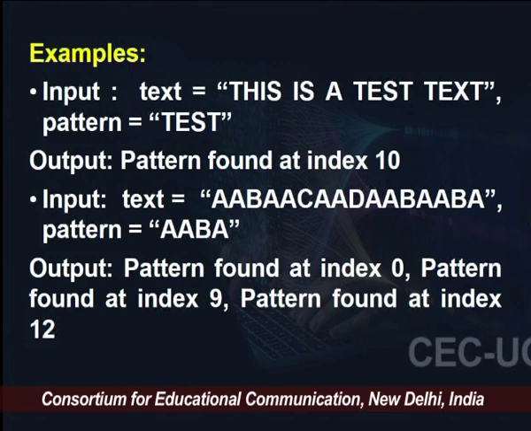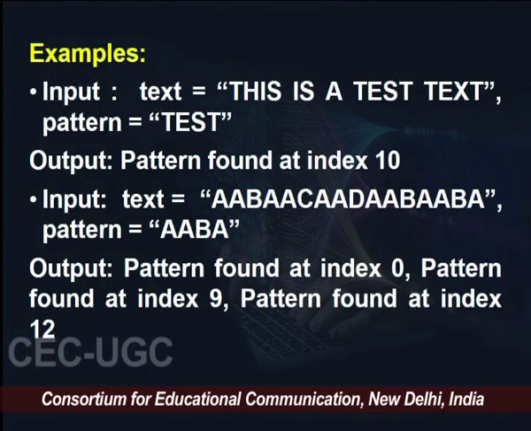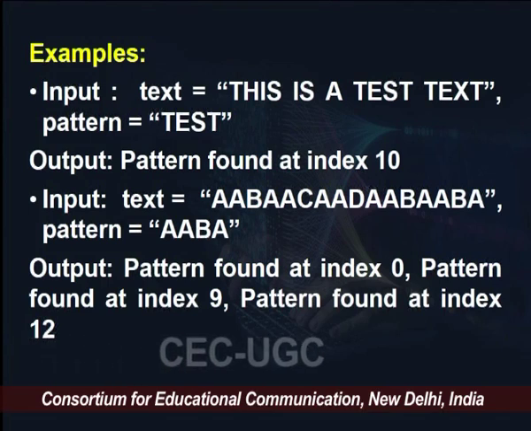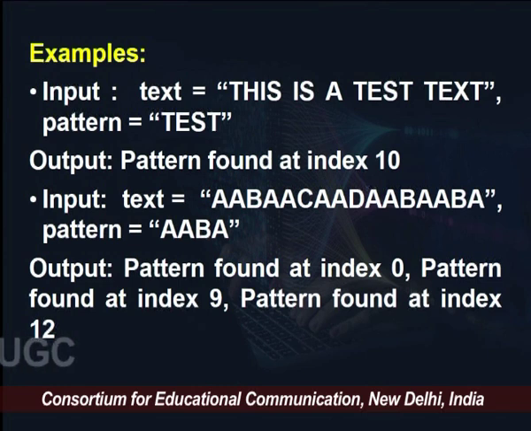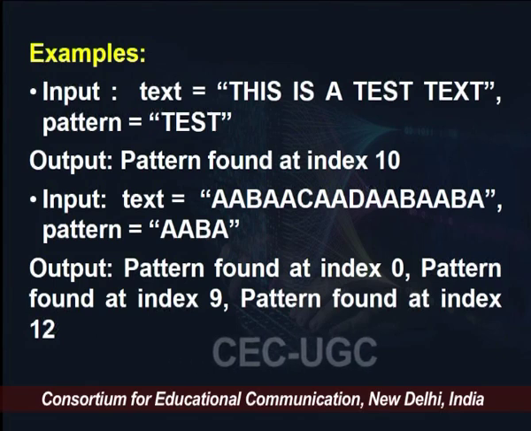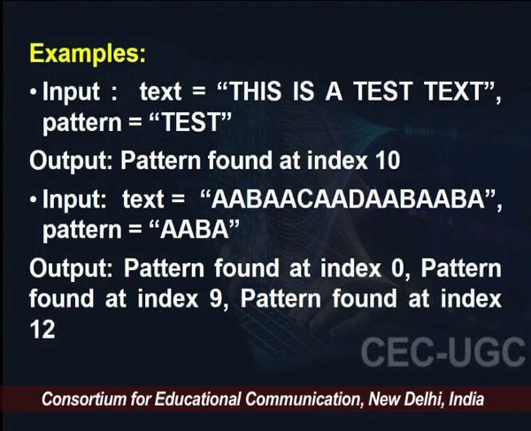You can count and verify. Please count a space as 1 character, because that is also a valid character. So, this has 4 characters, then 1 for the space, then 2 for "is," then again a space, then we have "a," then again a space. So, the pattern is found at index position 10.